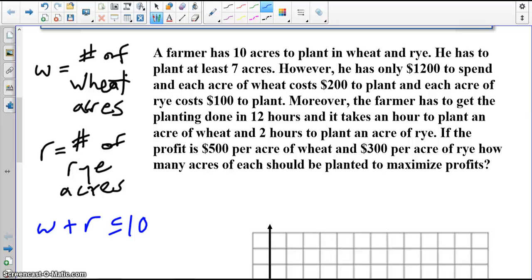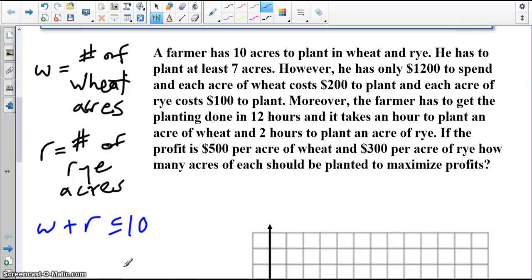However, he only has $1,200 to spend, and each acre of wheat costs $200, each acre of rye costs $100. So that chunk is actually giving us another constraint. These are all called constraints, by the way. What's in blue here is one constraint. What I'm going to write next is going to be another constraint. It's something that controls how many acres of wheat and how many acres of rye he can have.